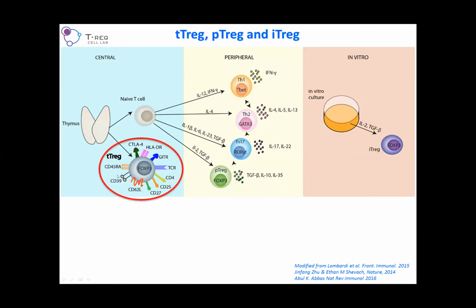Regulatory T cells are a highly specialized subset of cells, which are generally generated in the thymus, or can be generated also in the periphery through specific treatment in the context of cytokines like TGF-beta and IL-2. They can be generated in the periphery as well, particularly in the gut, and also can be nicely generated from cells in vitro by treatment again with TGF-beta and IL-2.